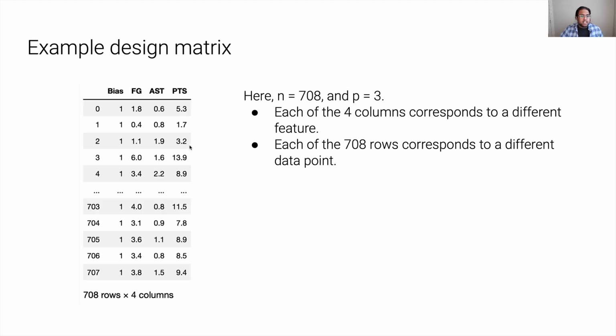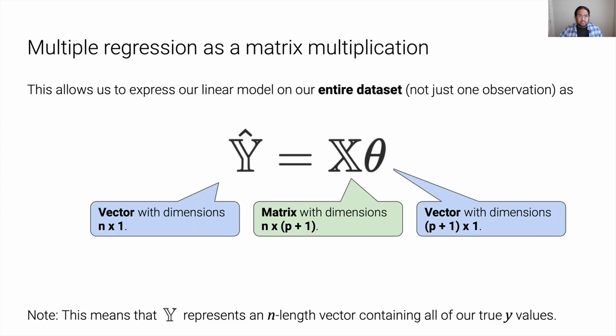So for instance, this row right here corresponds to every feature for observation 3, right? So the field goals for this player is 1.1, the assists for this player is 1.9, and the points for this player is 3.2. So these are all of the features for one player. The field goal column corresponds to all of the field goals for every player. So that's how we interpret rows and columns of our design matrix.